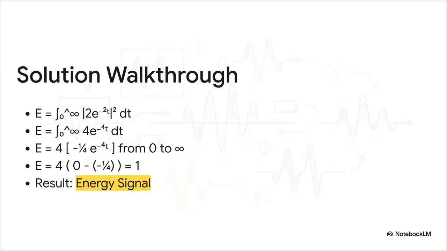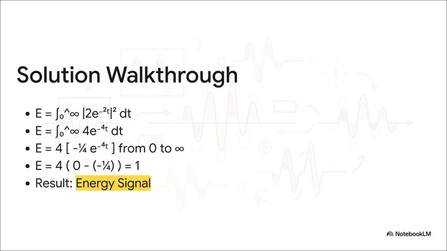Okay, are you back? Let's check out the solution. First, we set up our energy integral. We square the signal, which gives us 4 times e to the minus 4t. The integral of that is negative 1/4 e to the minus 4t. We evaluate that from 0 to infinity, multiply by that constant 4 out front, and we get a final answer of exactly 1. Since the energy is finite and positive, this is an energy signal.